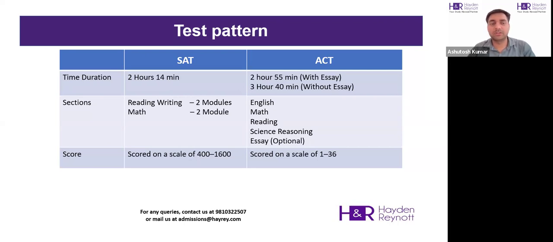The score scale of the SAT is 400 to 1600, and the score scale of the ACT is 1 to 36.